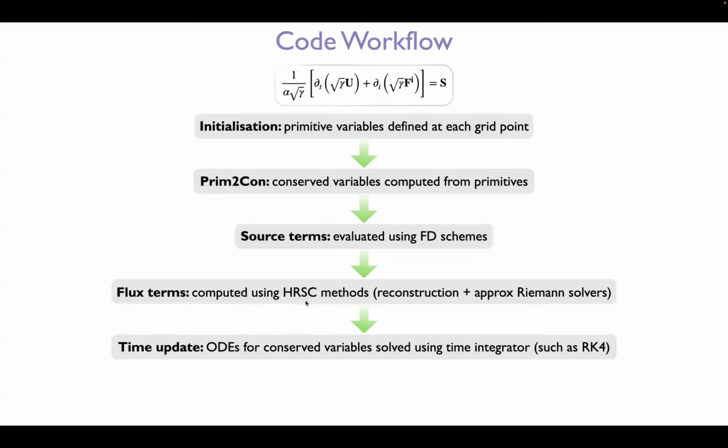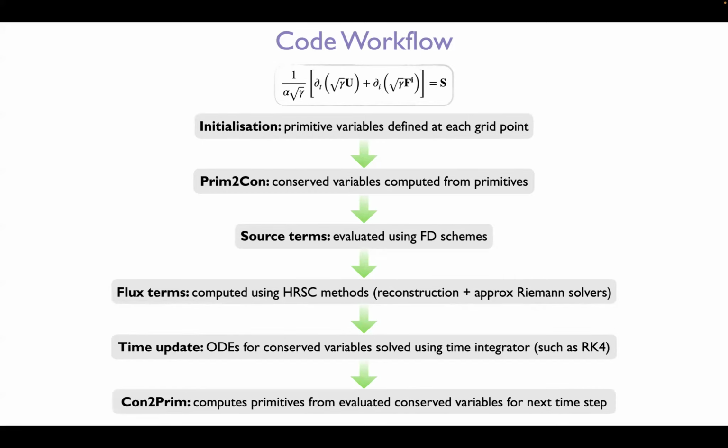And then finally, once you have the flux minus source, it gives you an ODE that you can then solve using an integrator such as an RK4 method. Finally, once you've done all of this, you can get back your primitives for the next time step using this conservative to primitive technique. And then you keep iterating until you reach the end of your simulation or the problem that you want to solve.